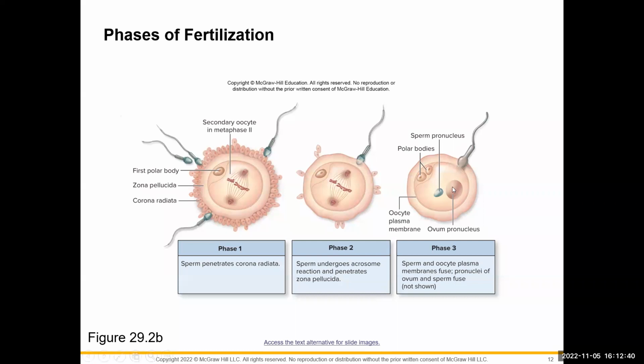So think about it. Haploid chromosomes in the sperm pronucleus, haploid chromosomes in the ovum pronucleus. When they both fuse together, we restore that diploid number and we're good to go.